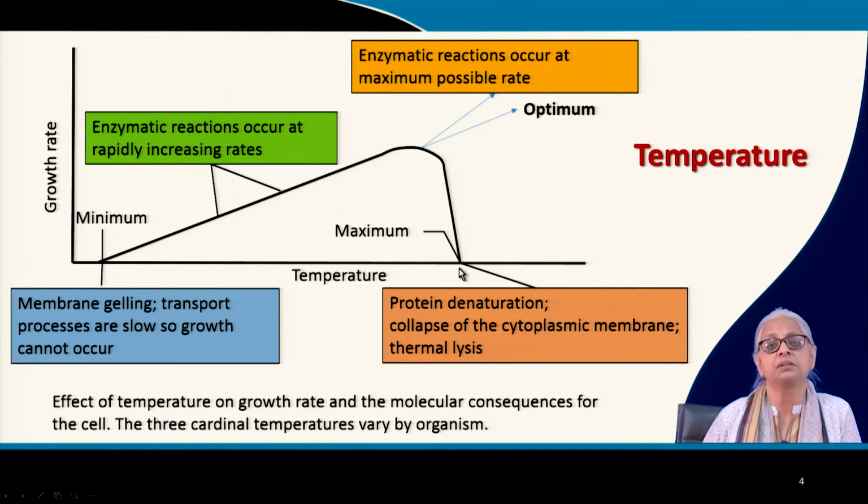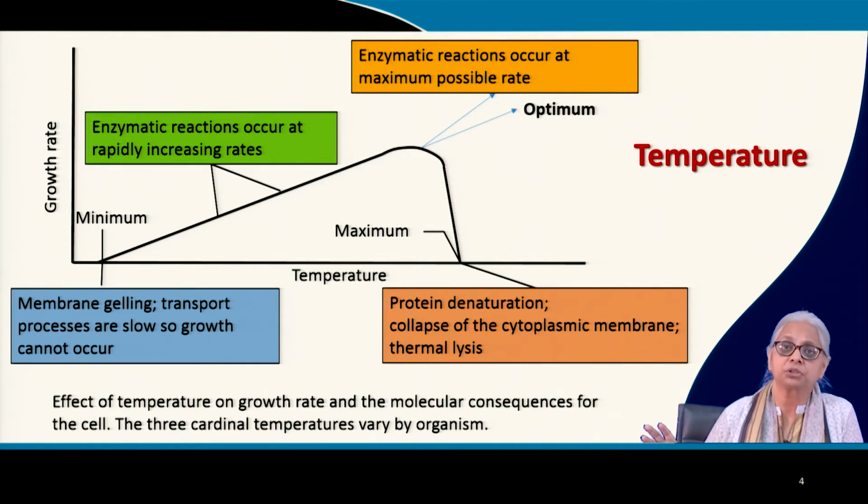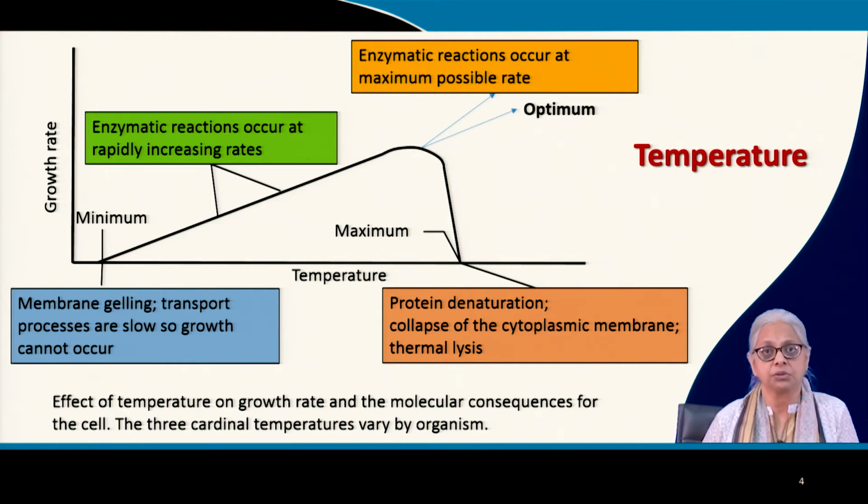So at that point, there will be a maximum. If you keep increasing the temperature, there will be a maximum at which the cells will be destroyed, and that is thermal lysis. So these are the three cardinal temperatures. You have minimum, optimum, and maximum, and you will find that these three cardinal points are there for practically every environmental factor that determines the growth conditions for any given organism.